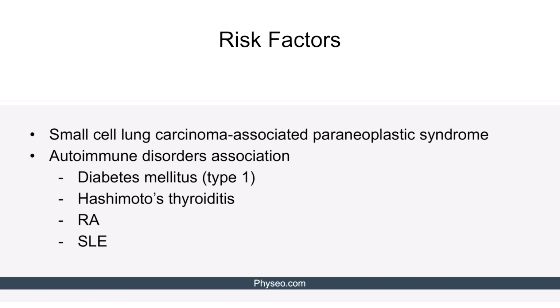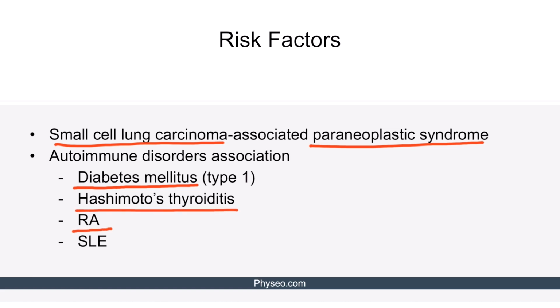Lambert-Eaton myasthenic syndrome is highly associated with small cell lung carcinoma and is one of the paraneoplastic syndromes associated with this type of cancer. Similar to myasthenia gravis, it could be associated with autoimmune disorders such as diabetes mellitus type 1, Hashimoto's thyroiditis, rheumatoid arthritis, and systemic lupus erythematosus.